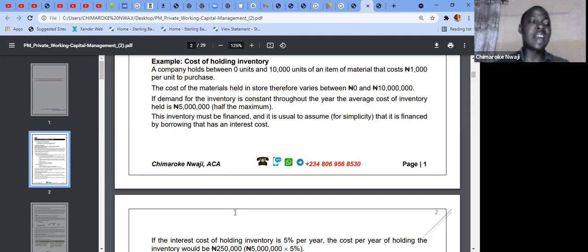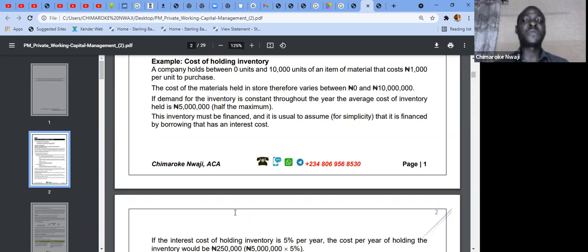How do we know half is the average? If you look at the maximum stock is 10,000 units, the minimum stock is 0 units. So what you do here is you say 0 plus 10,000 units will give you 10,000. Divide by 2, that gives you 5,000. Multiplied by 1,000 naira gives you 5 million naira. That is the average cost of holding of the inventory.